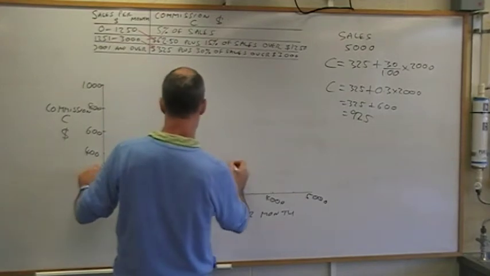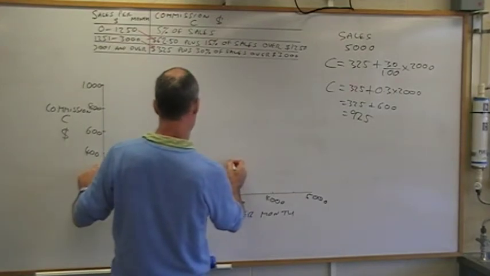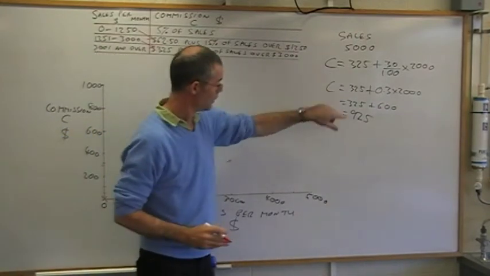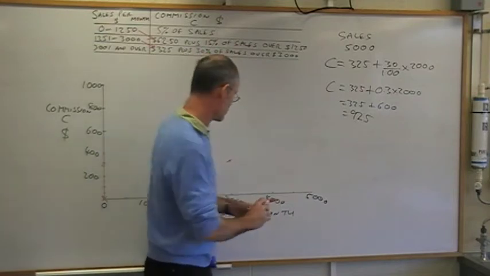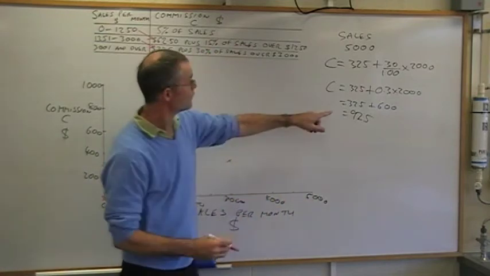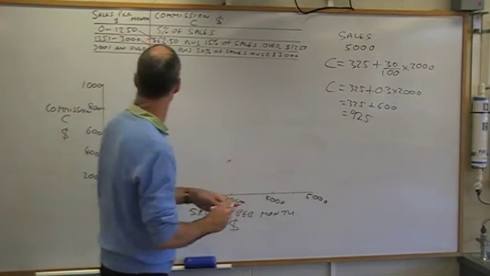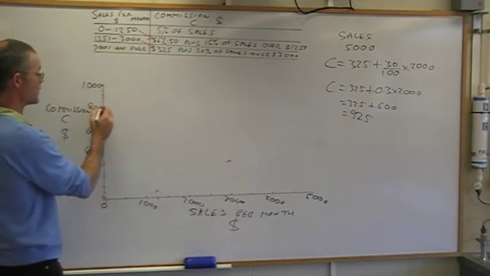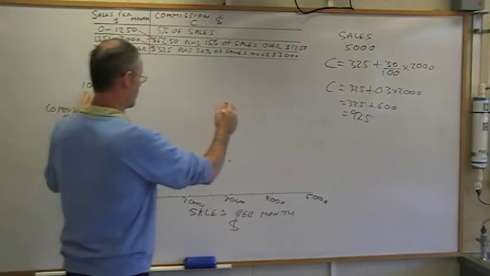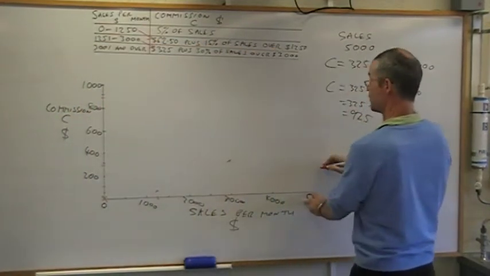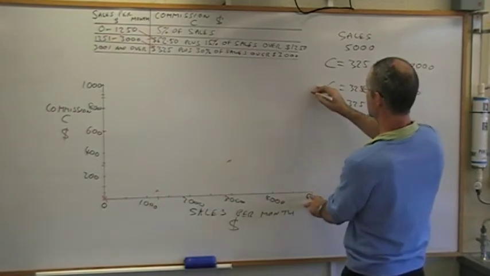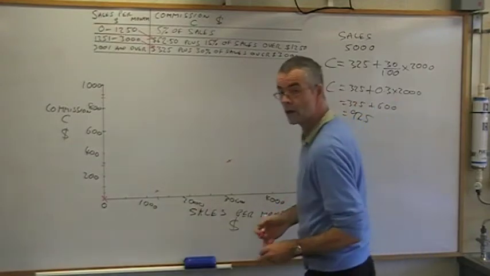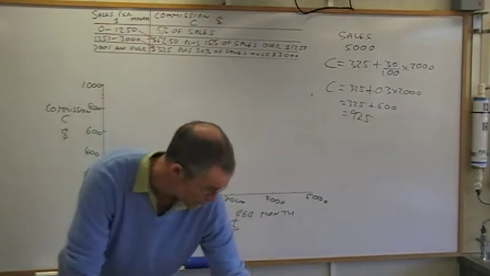3000, 325. And the last point I get from my calculation over here, sales of 5,000, that's there, gives me commission of 925. 800, 900, 950, 925 is about there. So, okay. This would be easier if I had graph line paper in front of me. I'd be able to go straight up and straight across. Okay, once you've got your points, just join them all together.